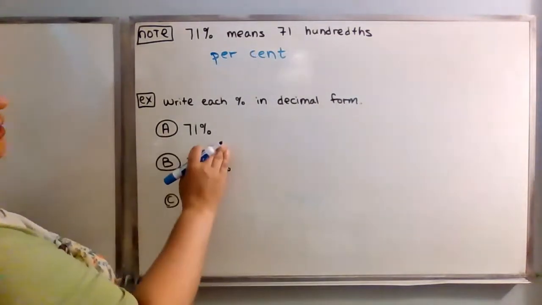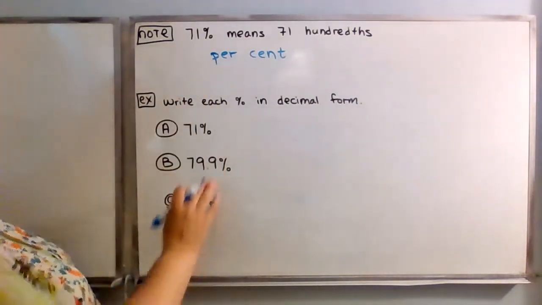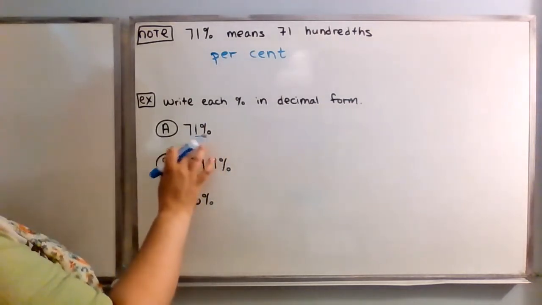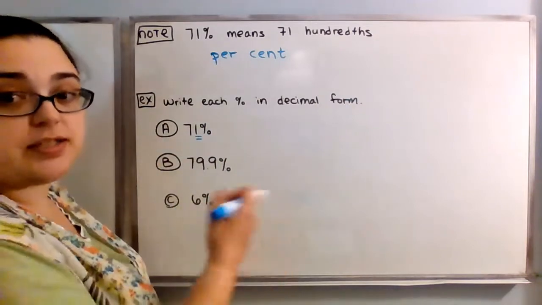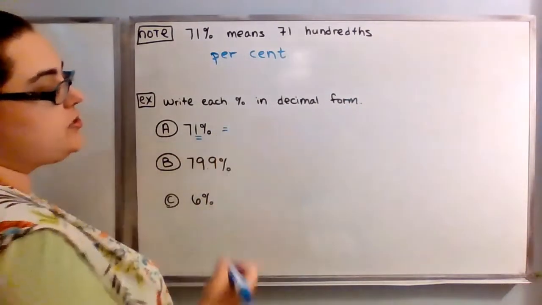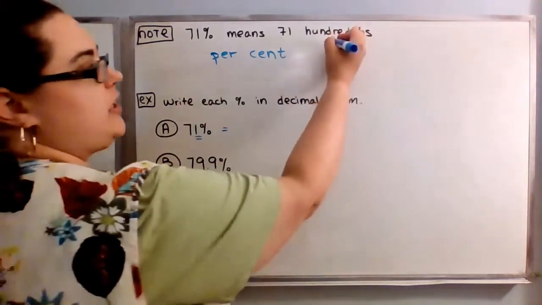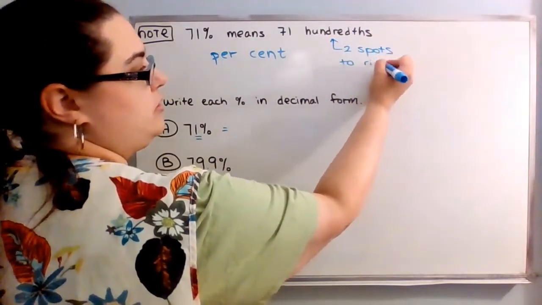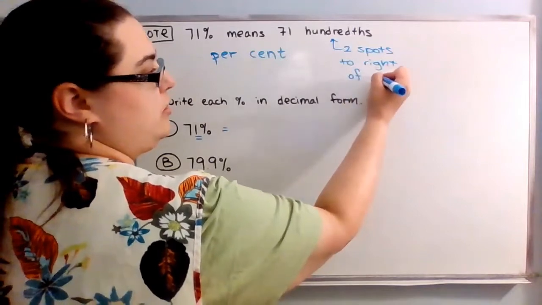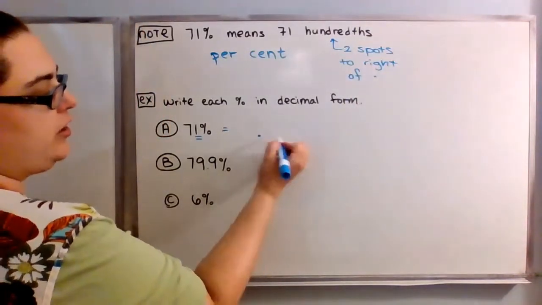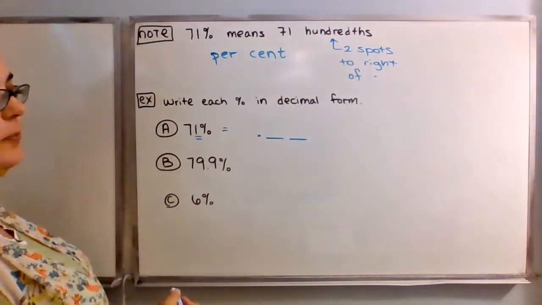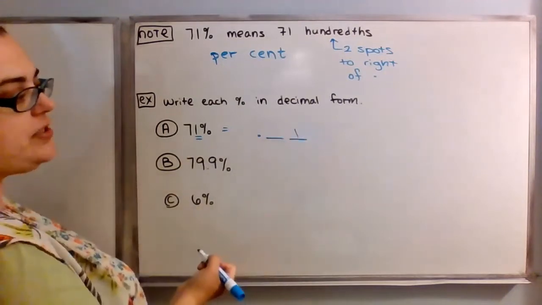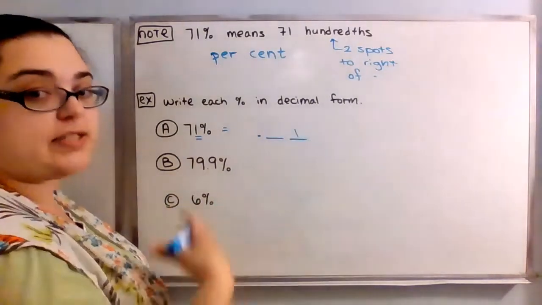So part A of this example is exactly what this note is referencing. We have 71%. So we need to take this 1, which is in the ones place of 71, and move it into the hundredths place to write it as a decimal. Something you can remember is the hundredths place is 2 spots after the decimal point. So if I have my decimal point here and then 2 spots, filling in the 1 of the 71%, that 1 has to be in the hundredths place. And then I fill in left or right accordingly based on the digits I have.